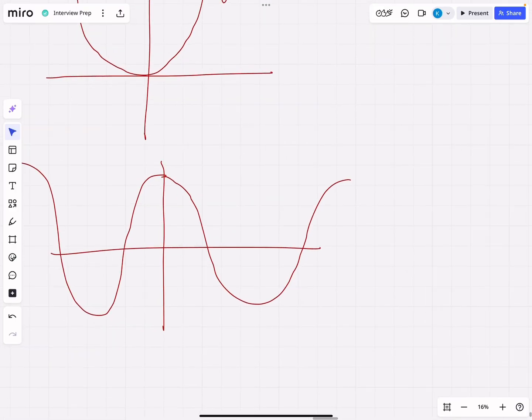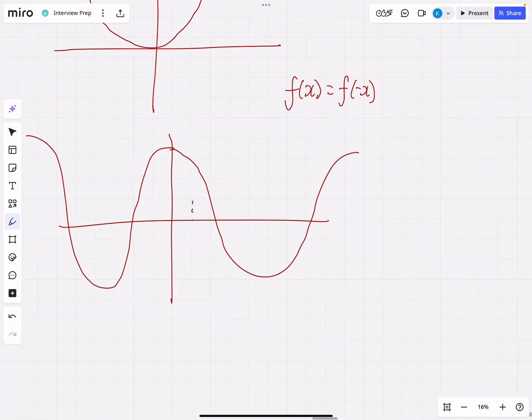So let's analyze this relation here. We have f of x equals f of minus x for even functions. That's a bit easier to see. So if we have x here, and if we have minus x here, those two things are equal. Okay?